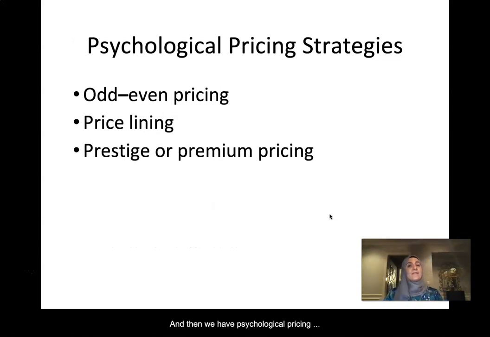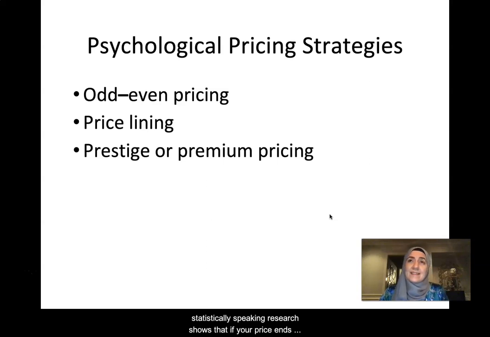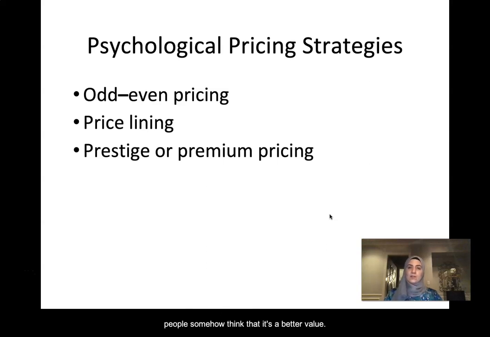And then we have psychological pricing strategies. So odd-even pricing is a psychological strategy that says that, statistically speaking, research shows that if your price ends with kind of an odd figure, not odd as in 3, 5, 7, or 9, but odd as in not a straight number, not an even number, like 7.84 or 3.98 or 1.99 instead of $8 or $4 or $2, people somehow think that it's a better value.